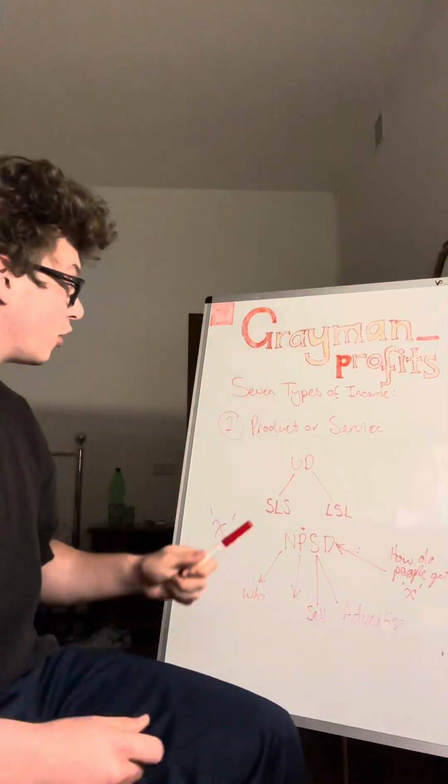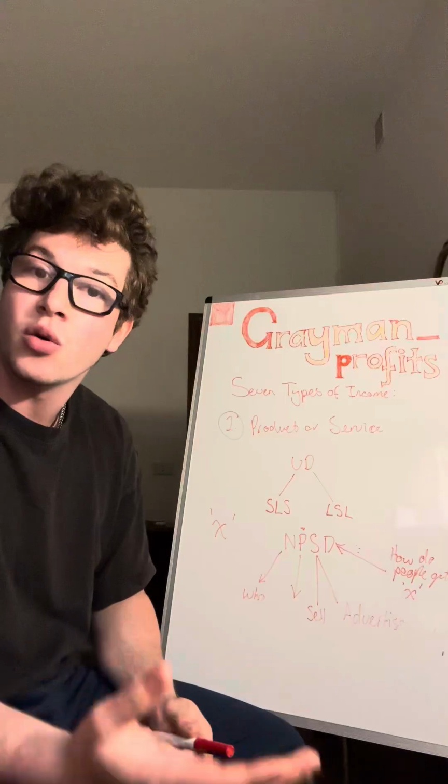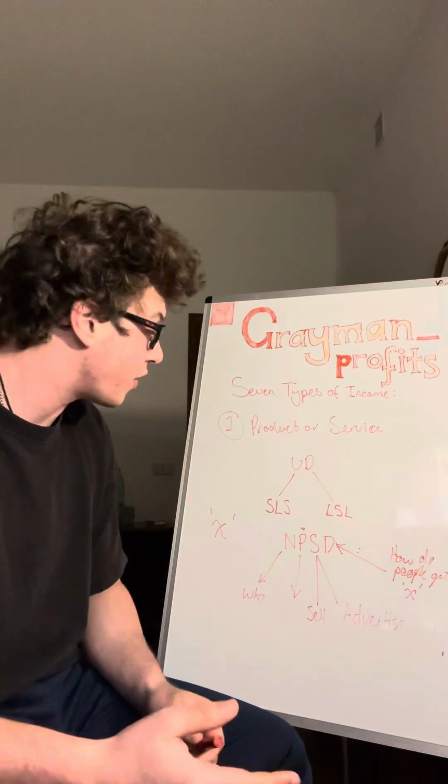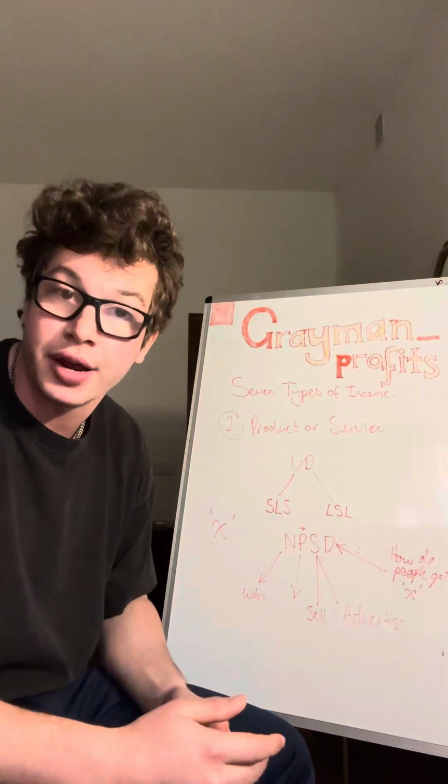Perfect. So from here, utilizing utility delta, you can find out what kind of market you're working with, and then also discover how you're supposed to structure your brand.